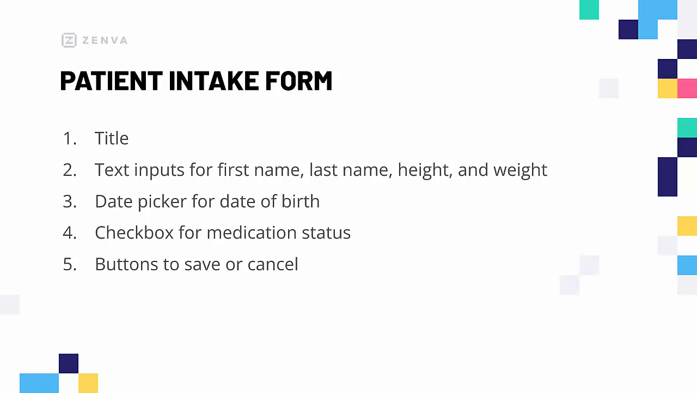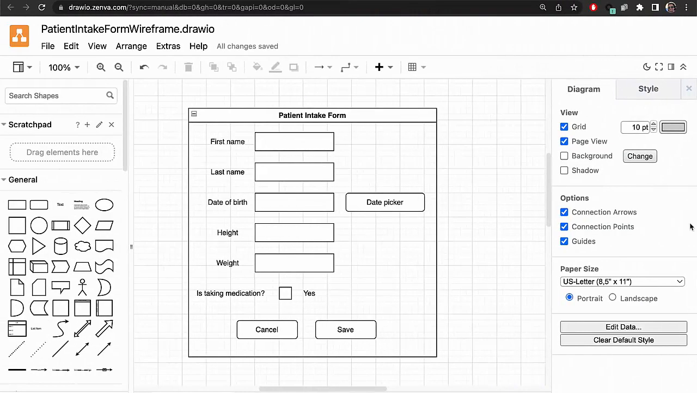Remember, it needs a title, it needs text inputs for the first name, last name, height and weight. We'll want a date picker for the date of birth, a checkbox for the medication status, so whether or not they are taking medication, and then buttons for saving or cancelling. So let's see what we came up with. Let's head over to Draw.io.